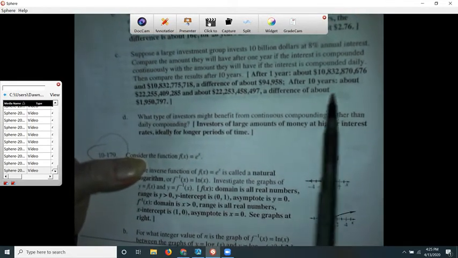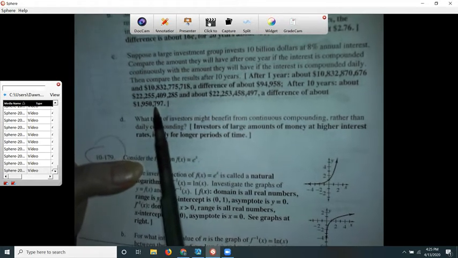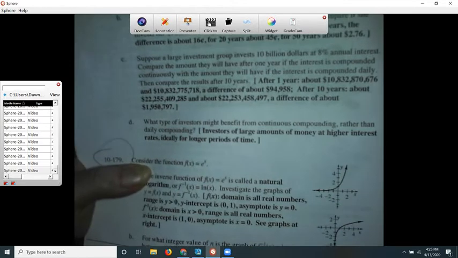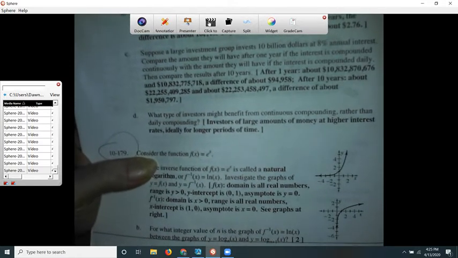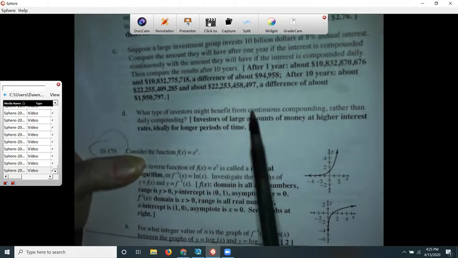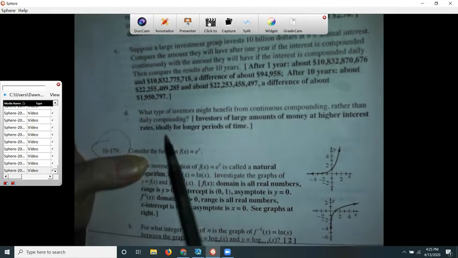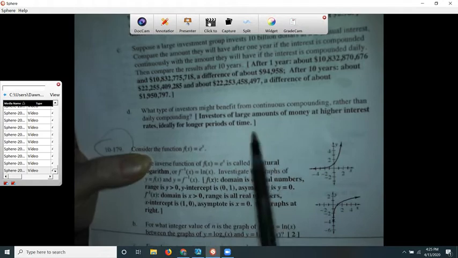But now, that was just for 1 year. They wanted me to show after 10 years. I don't know if you can see those numbers. So after 10 years, it would be $1,950,797. So then it says, what type of investors might benefit from continuous compounding rather than daily compounding? And it said investors who have large amounts of money at higher interest rates, ideally for longer periods of time.